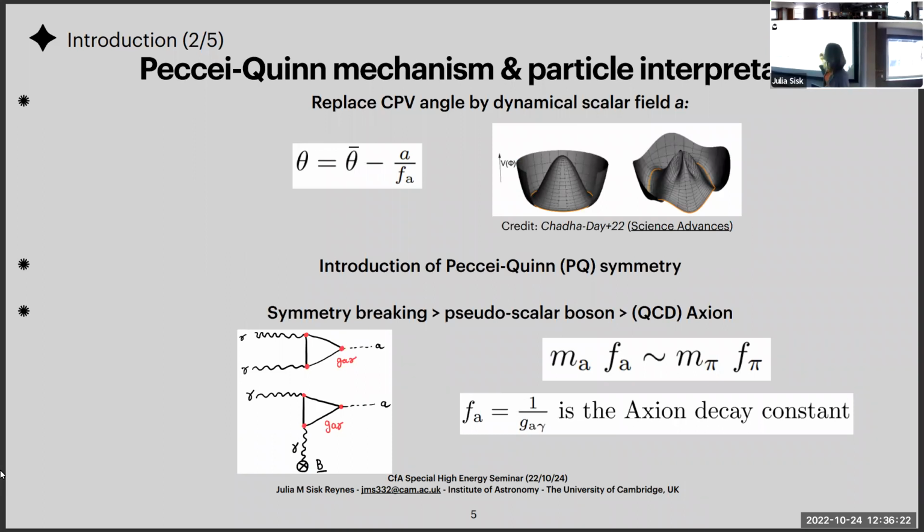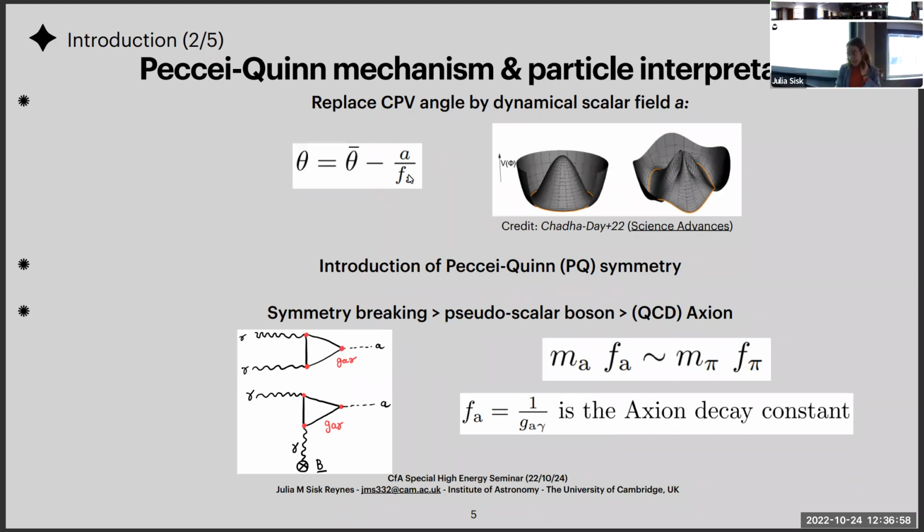So this tension is resolved by something called the Peccei-Quinn mechanism, which consists in replacing this theta term by a dynamically varying quantity. So we see in this expression for theta that I have at the top that we have this fraction here, A divided by f_A, where A is a field, and f_A is called the axion decay constant, and it allows us to conserve the units of A that make theta dimensionless, because theta again is an angle.